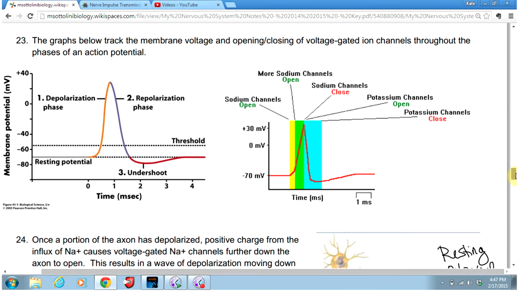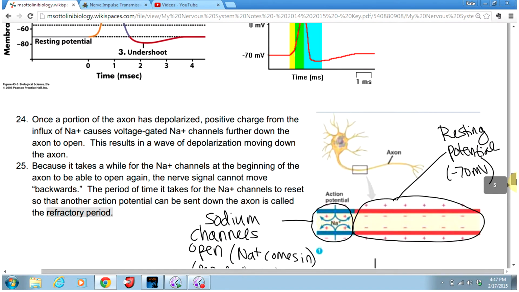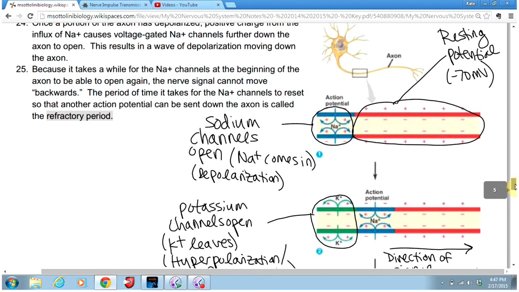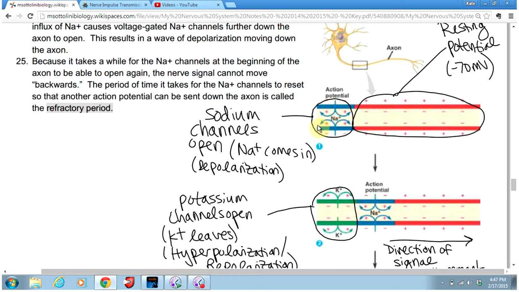This is what that's going to look like traveling down an axon. Okay. So if our action potential starts here along the axon, and we have Na+ channels opening to allow Na+ to come in, which is the depolarization part of the action potential, the rest of this axon has not yet been exposed to the positive charge, so it hasn't opened its Na+ channel, so it's still at resting potential, -70 millivolts.